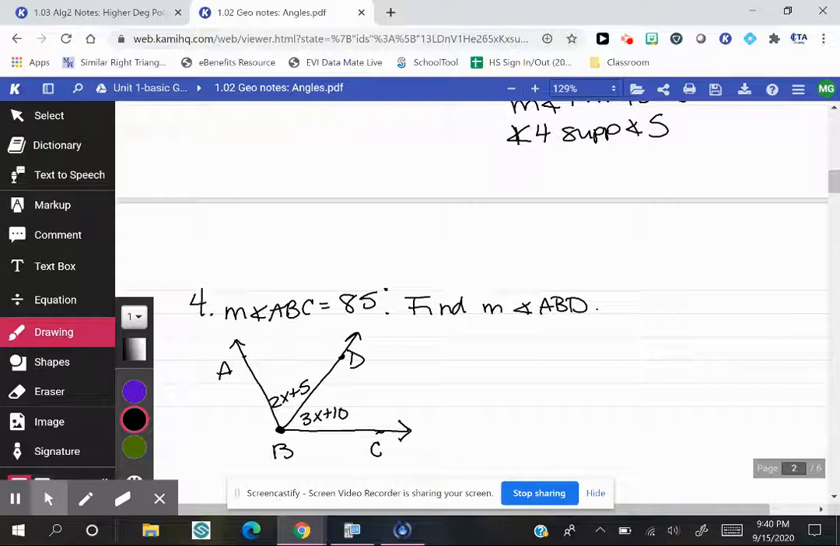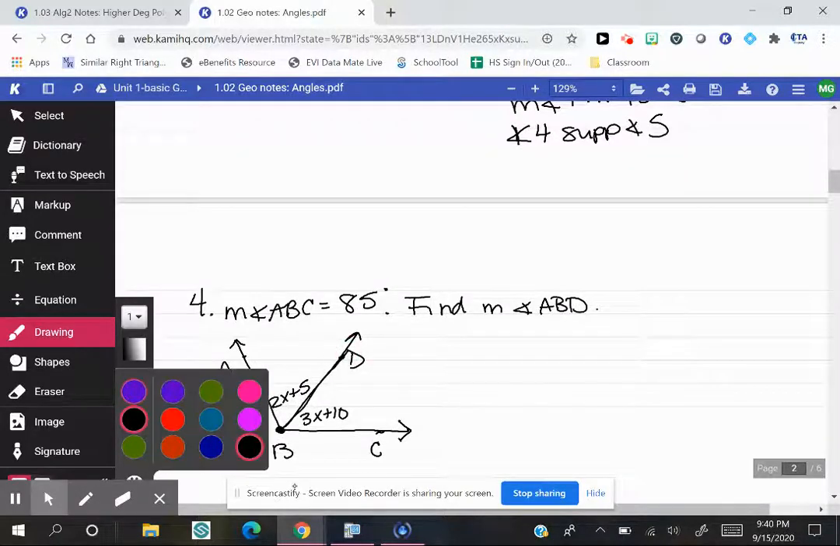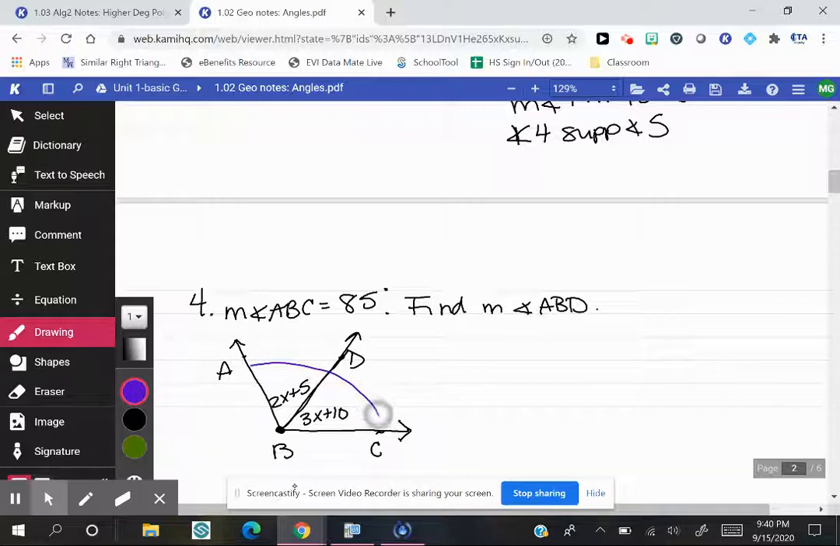So there's no markings here. I don't know that angle ABD and angle DBC are congruent. I'm not told that BD is bisecting it. So the only thing I can do is first mark this picture. This whole thing is 85 degrees. I know that if I add these two together, they give me the whole thing, and I know the whole angle is 85. So we call that the angle addition postulate, where you have the sum of the parts equals the whole.